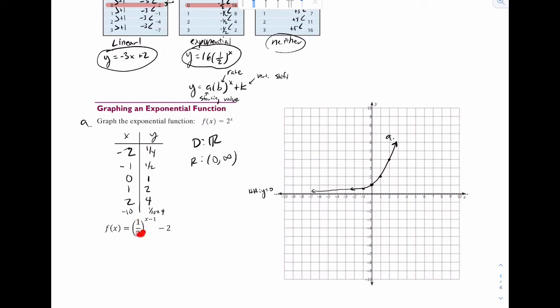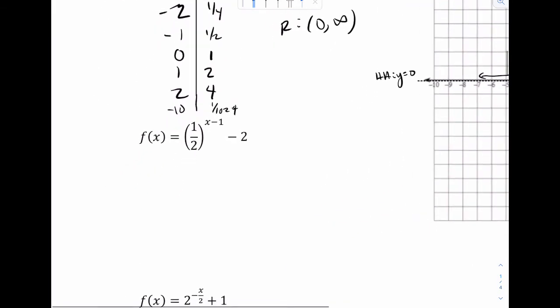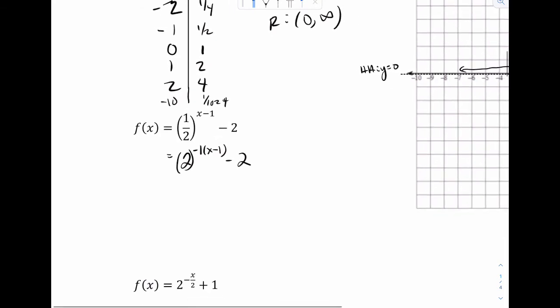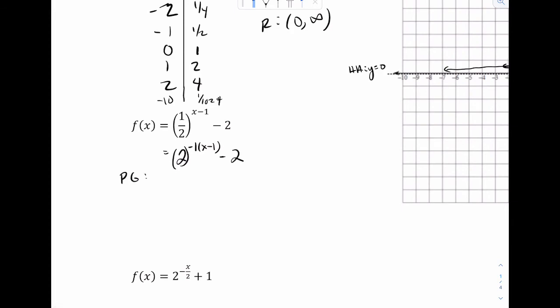A little bit harder now. It says 1/2 to the x minus 1 minus 2. I'm going to do a little bit of algebra here. 1/2, that's 2 to the -1. And I can leave the x minus 1 there, minus 2. I write it like that because now I can see the parent graph is the thing we started with, 2 to the x. That -1 is going to reflect over the y-axis. And then there's a shift. I'm going to go right 1 and down 2.